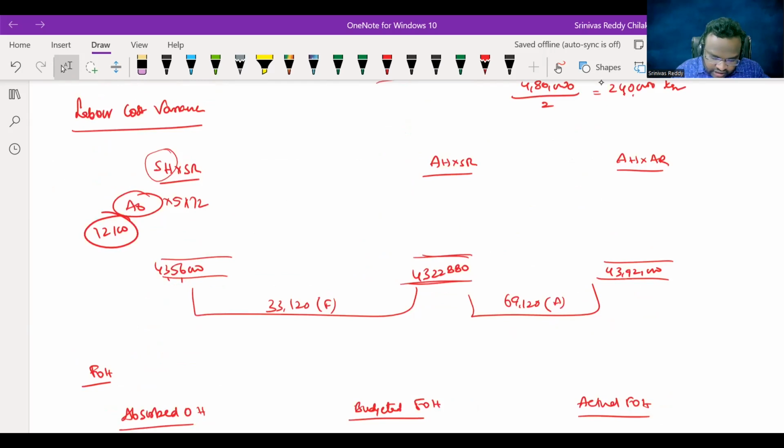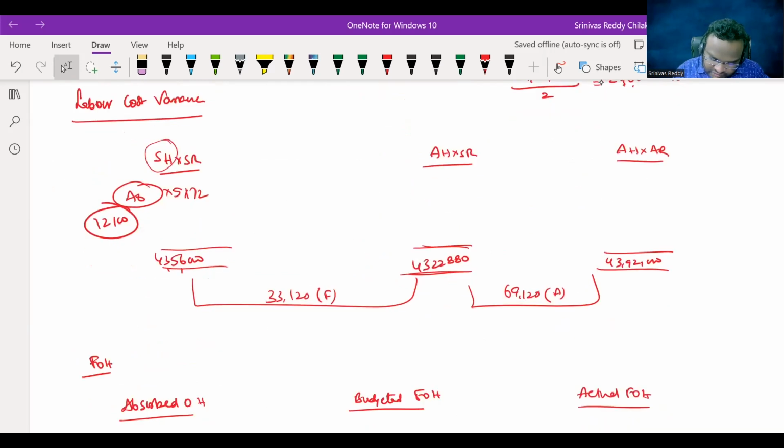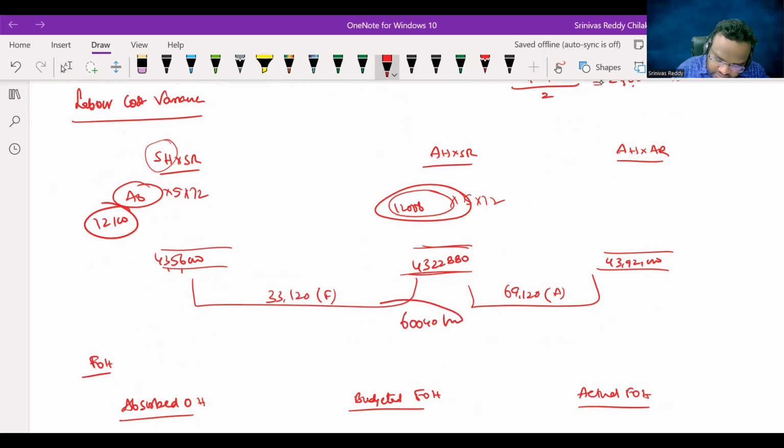Okay. Actual hours worked. By using this, you can work out. So this is actual hours into standard. What is standard? 5 into 72. So you can work out actuals. 43,22,880 divided by 5 divided by 72. So 12,008 into 5, 60,040 hours. Clear? Next question.